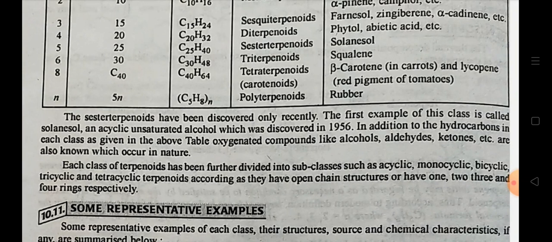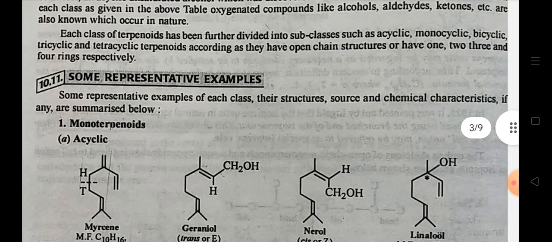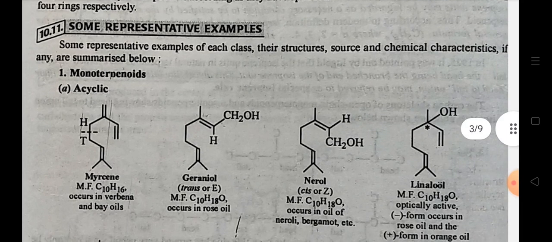Each class of terpenoids has been further divided into subclasses such as acyclic, monocyclic, bicyclic, tricyclic and tetracyclic terpenoids according as they have open chain structure or have 1, 2, 3 and 4 rings respectively. Some representative examples of each class, their structure, sources and chemical characteristics, if any, are summarized below.